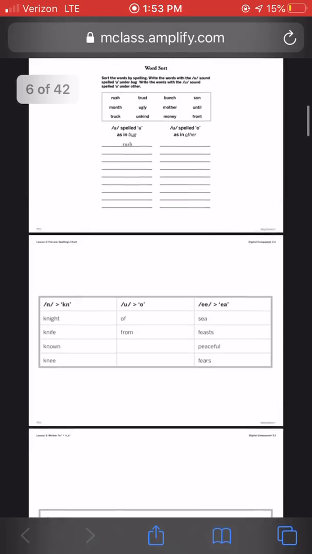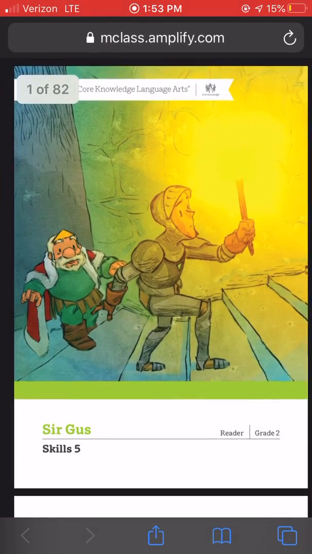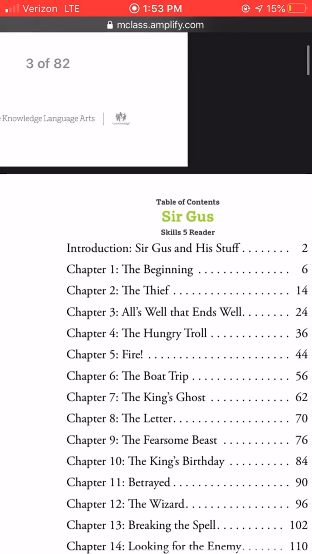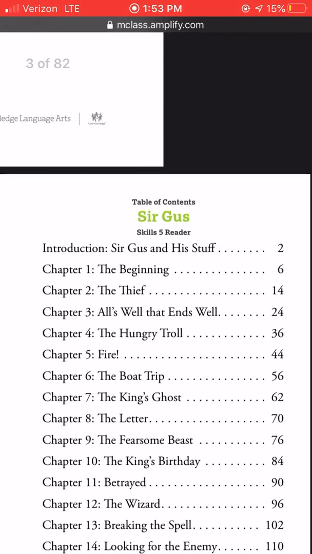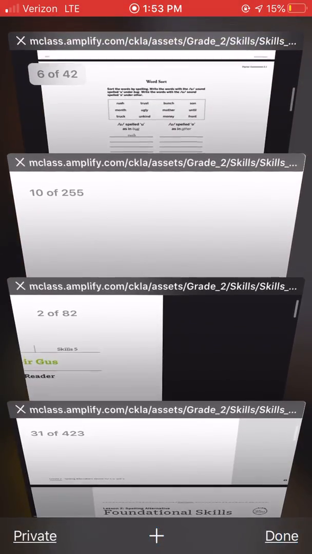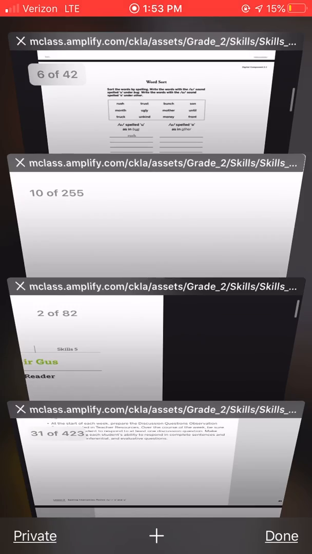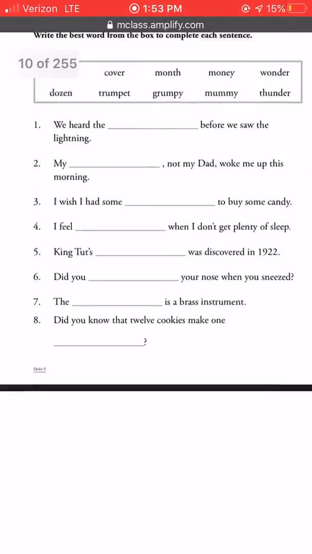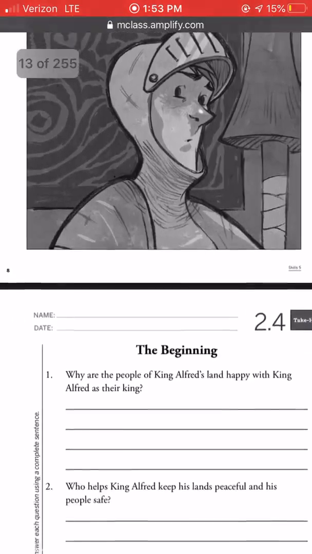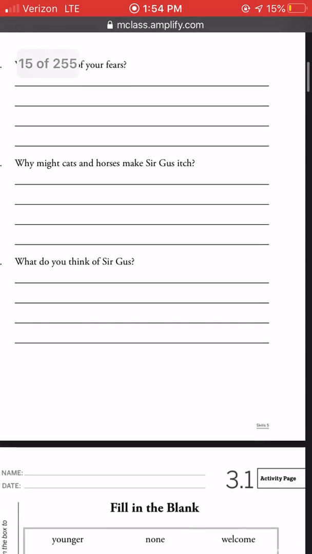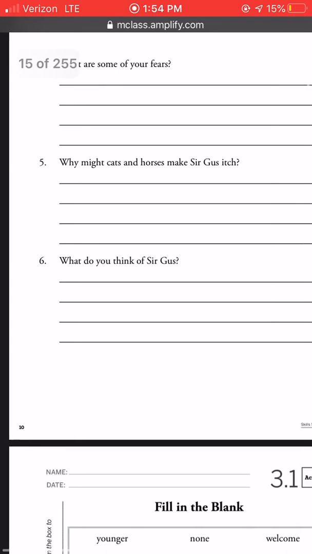All right, your assignment is going to be to read the first chapter. Remember, use your table of contents to find the first chapter. Okay, chapter 1, the beginning, starting on page 6. Once you're finished with that chapter, I would like for you to go into your activity book and answer the questions on page 9 and 10.